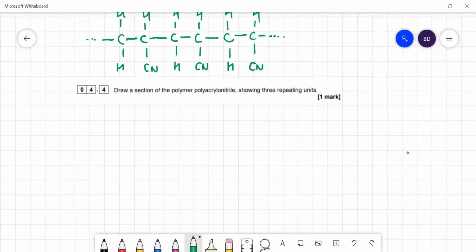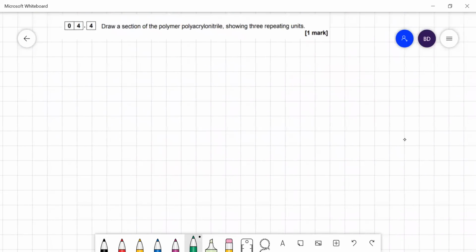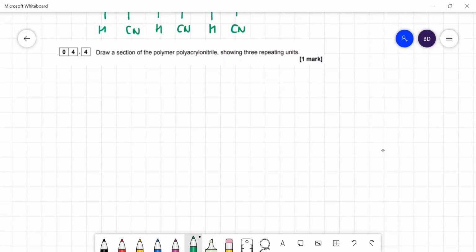Addition polymer. Right, now that is as far as I'm going to go with that paper. I'm going to do the next half in the next video.